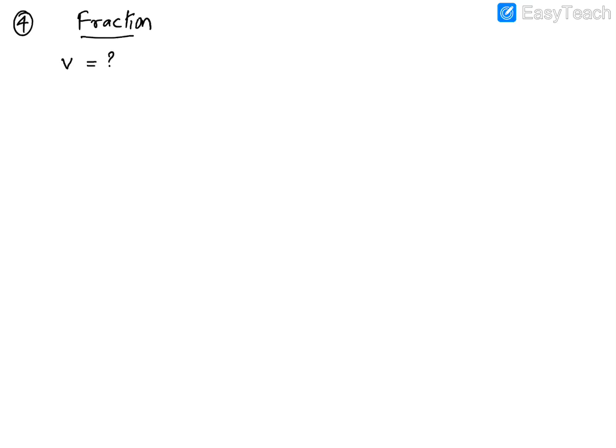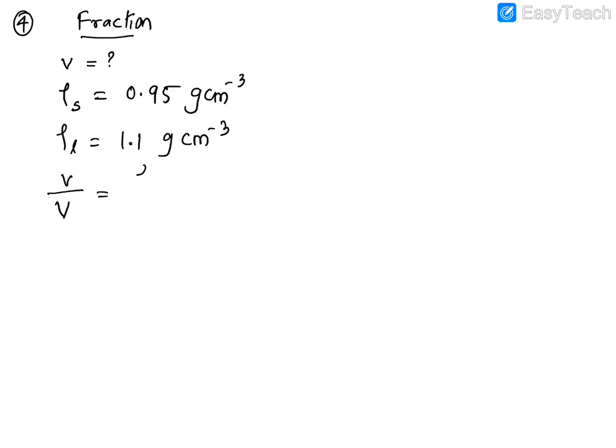So this is also quite a simple problem. First, you are given the density of a solid and the density of a liquid. What is the density of solid? It's 0.95 gram per centimeter cube. What's the density of liquid? 1.1 gram per centimeter cube. Now, small v upon capital V is equal to rho s upon rho L. What is rho s? 0.95. What is rho L? 1.10. Small v upon capital V.